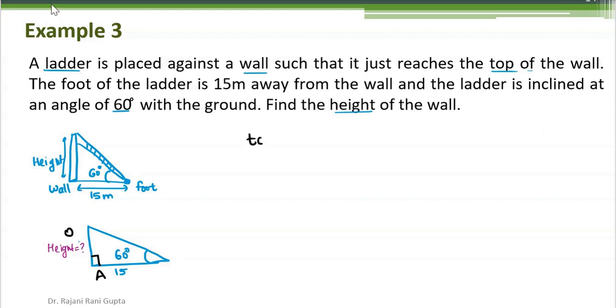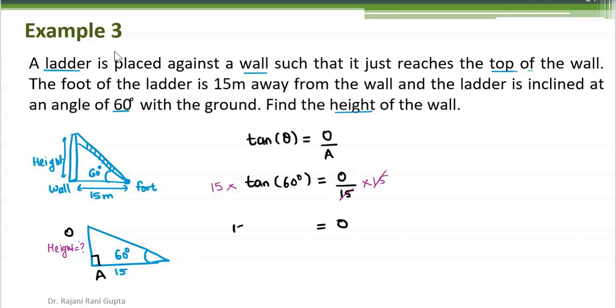So the rule that will be used here will be again tan, opposite over adjacent. So tan of the angle, 60 degree, equals opposite side, which you don't know, over A, which is 15. In this case, the multiplication method can work properly. So you multiply both sides by 15, cancelling 15 with 15. You get O as 15 times tan of 60 degree.